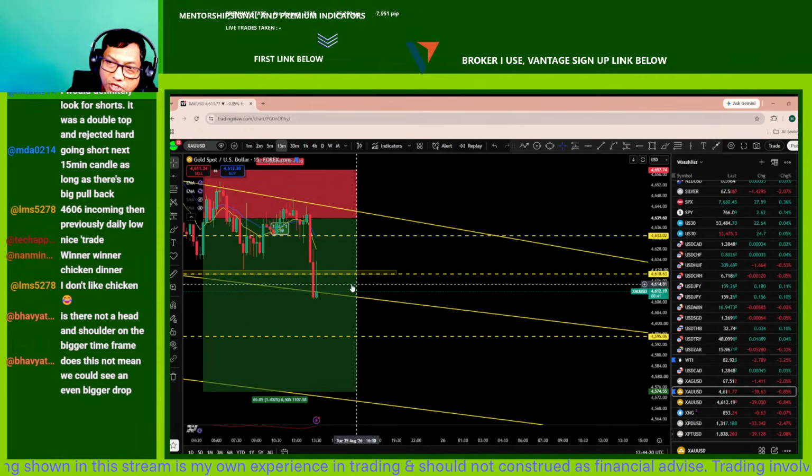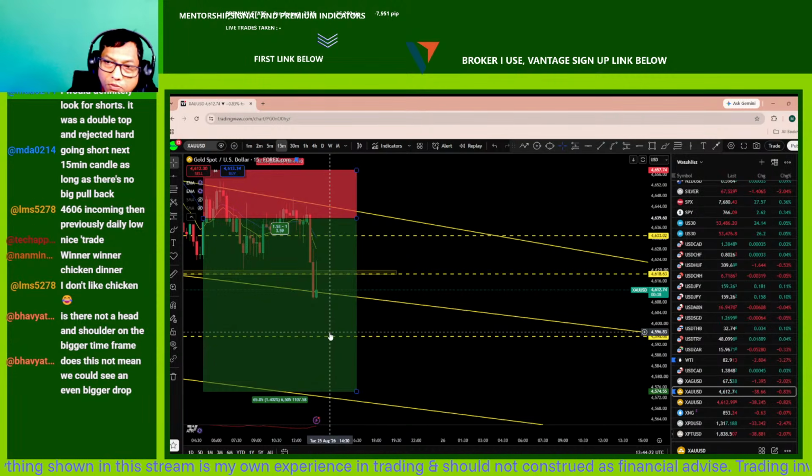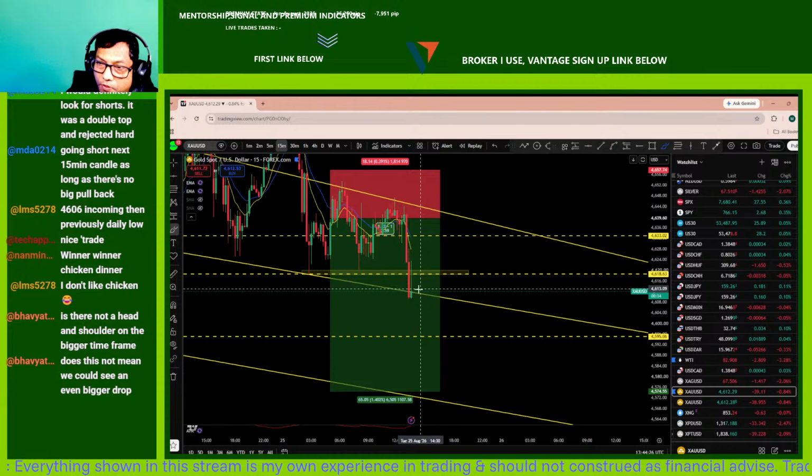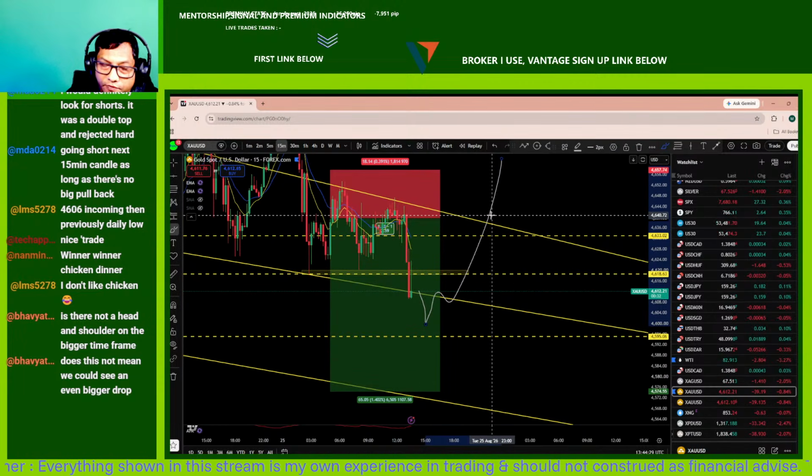So the way the price action is, it can come down, but the only thing is that after breaking below, it can reverse again for another wave.